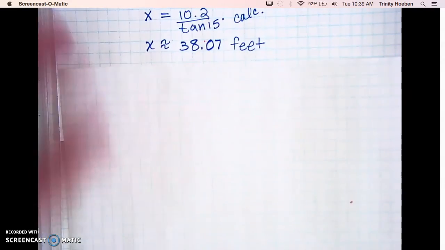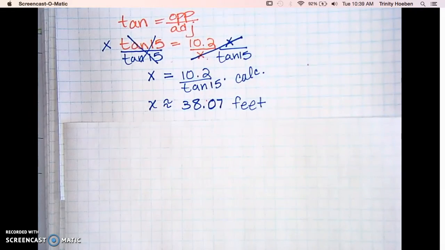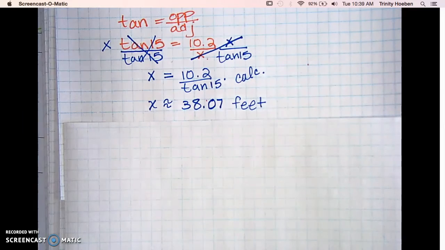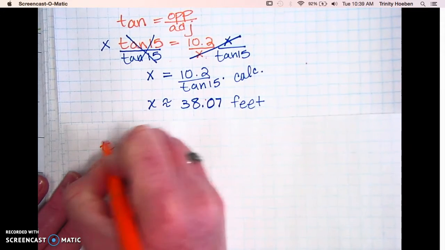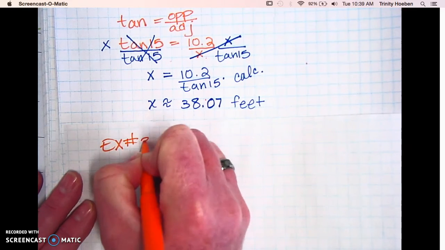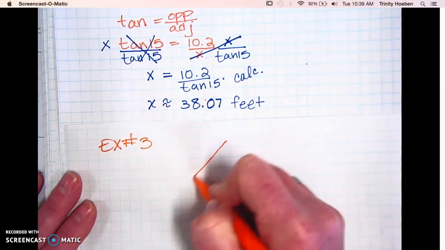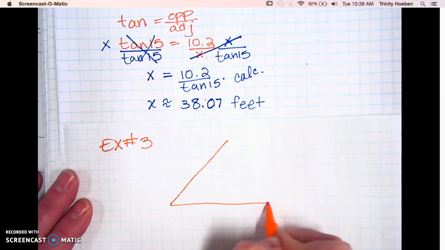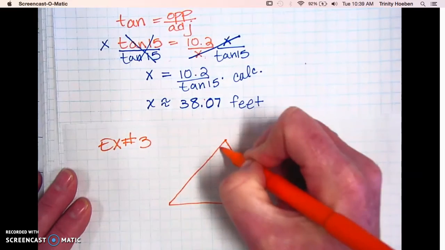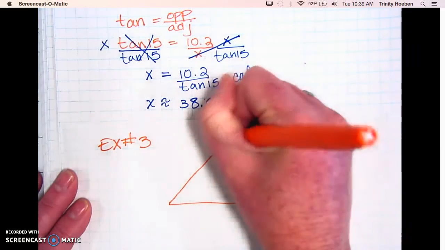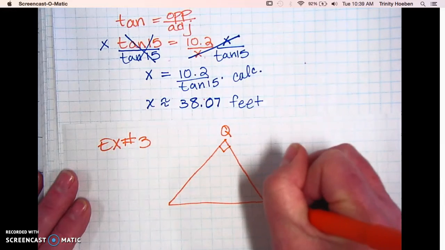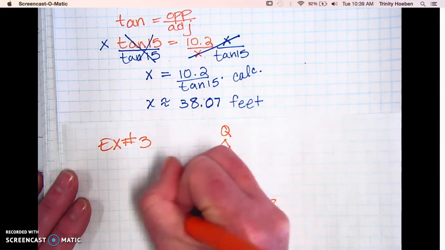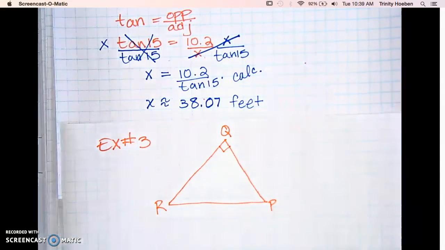Okay, let's do another example like that. So this time we're going to draw, this will be example number 3. Triangle going this way. So this is our right angle up here. That'll be Q. And the other 2 vertices over here will be P. Over here will be R.